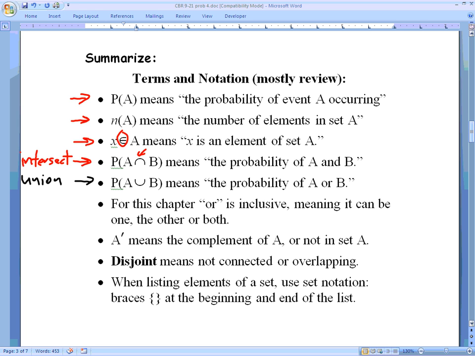For this chapter, we'll be referring to or as inclusive, meaning it can be one, the other, or both, as opposed to just one or the other. A prime means not, or complement, so it's not part of A, or not A. Disjoint means that they are not connected or overlapping. And we've talked about this: when we are listing elements of a set, we want to use set notation, specifically the braces. So you put your little gull-wing parentheses on either end and then list all of the items within the set.